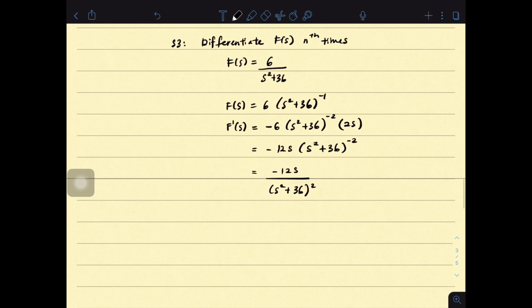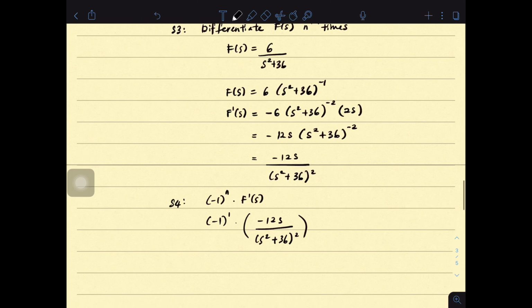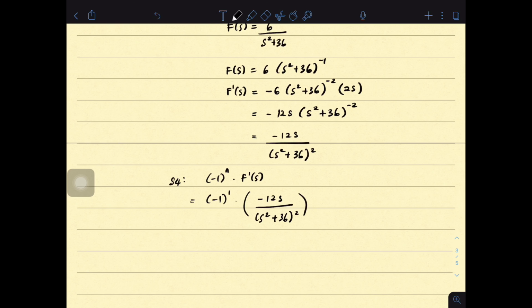Okay, so next we go to step number 4, where you need to multiply negative 1 to the power of n with whatever result you have in step number 3, which is your F prime of s. Therefore, your n is equal to 1. You need to multiply negative 1 to the power of 1 with your F prime of s, negative 12s over (s squared plus 36) to the power of 2. Negative 1 to the power of 1 is negative 1. Negative times negative is positive. Therefore your final result will be 12s over (s squared plus 36) to the power of 2.